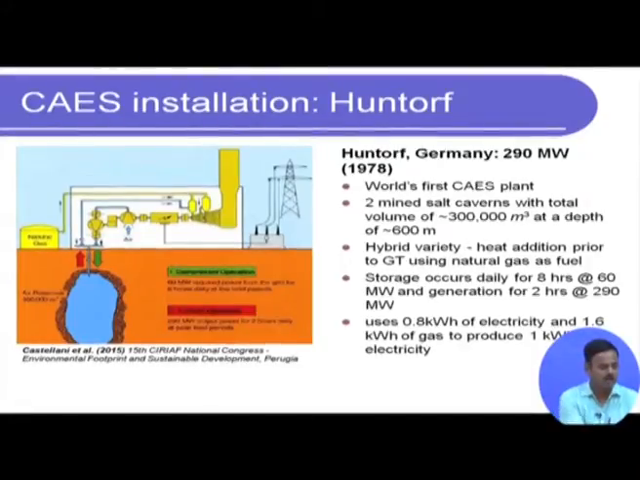Okay. So, here you see it uses 0.8 kilowatt hour. This is just an example, not example, but the normalized value. If I have to produce 1 kilowatt hour of electricity, what the Huntorf uses is 0.8 kilowatt hour of electricity and 1.6 kilowatt hour of gas. Clear? So, actually 0.8 kilowatt hour of electricity means that is the electricity that was used to run these compressors. Okay. And then we are adding actually 1.6 kilowatt hour of gas.